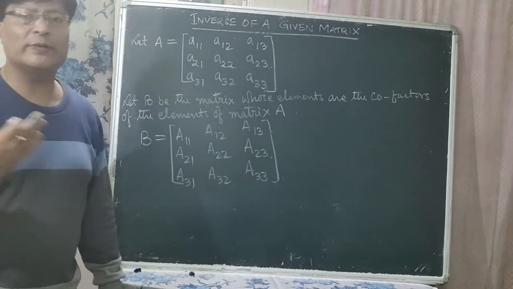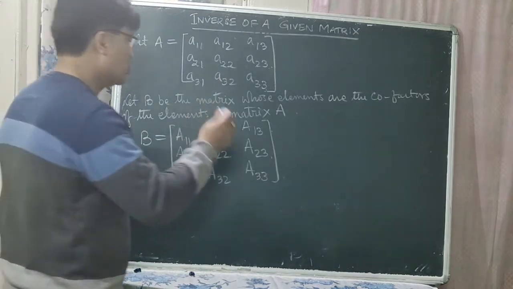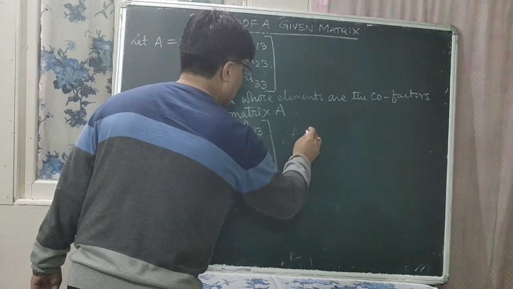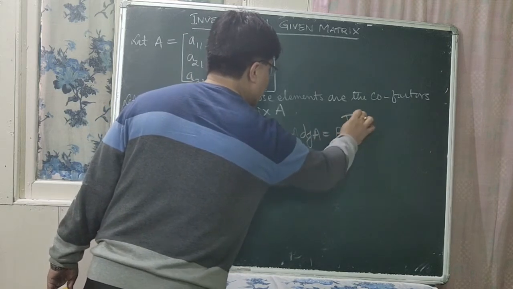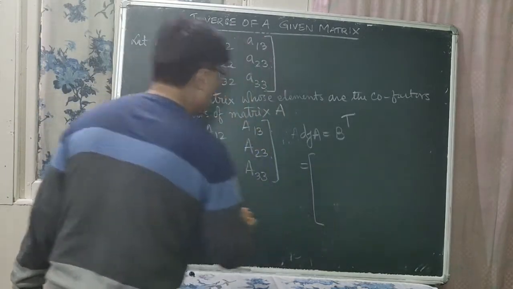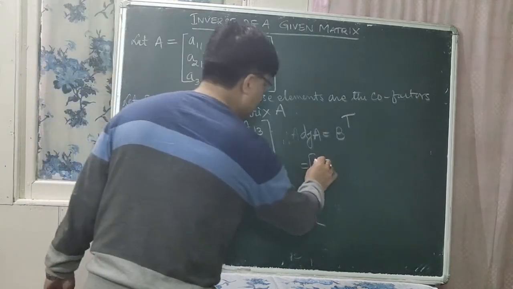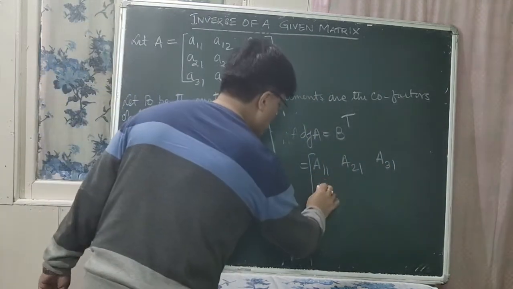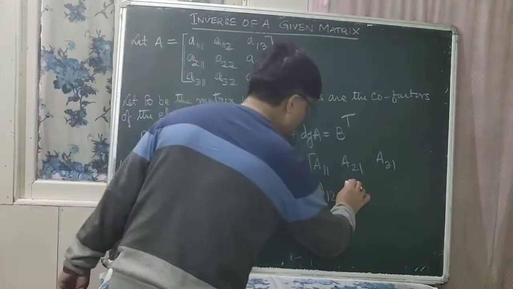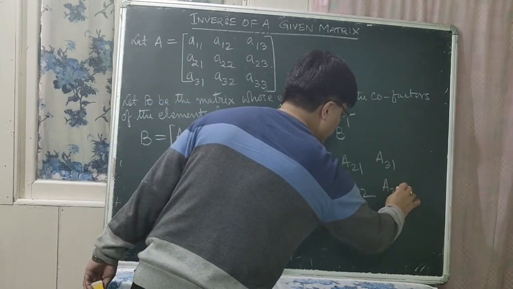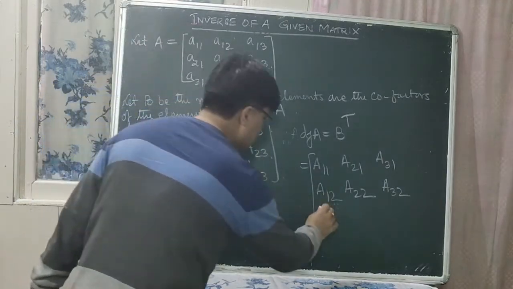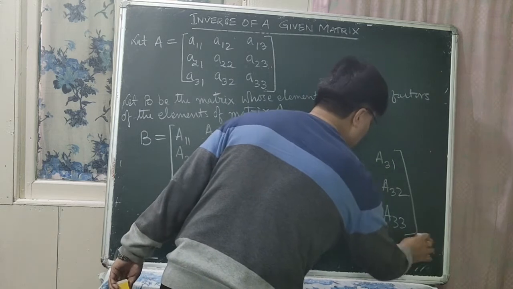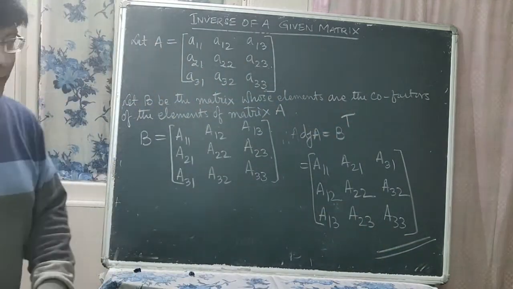Okay? So if you transpose this B, what do we get? That is the adjoint or adjugate of the matrix A. ADJ A is defined as the transpose of B. So what is the transpose of B? That is A11, A21, A31. Then the second column becomes the second row: A12, A22, A32. Next, the third column becomes the third row: A13, A23, and A33. So this is the adjoint of the given matrix A. Okay, is that clear now?